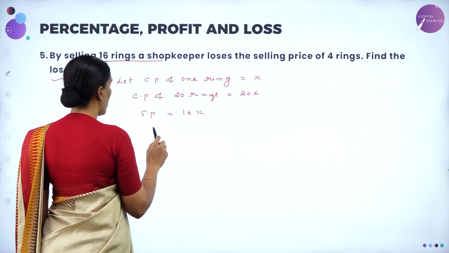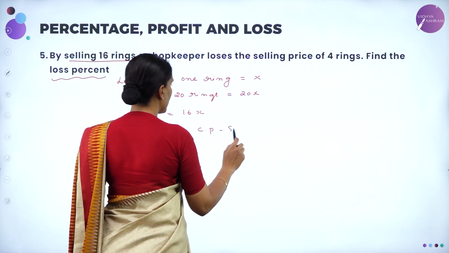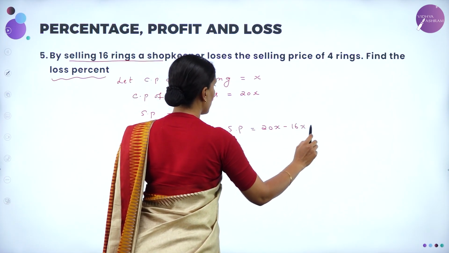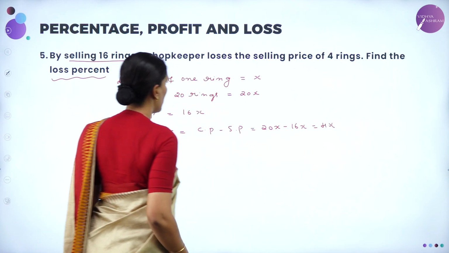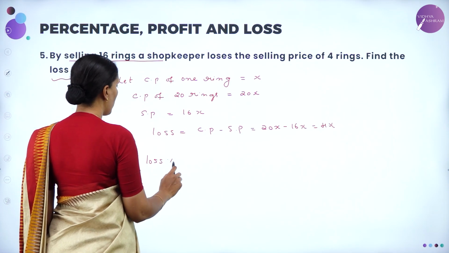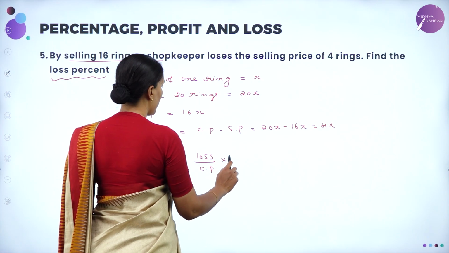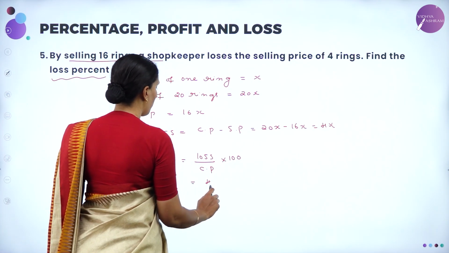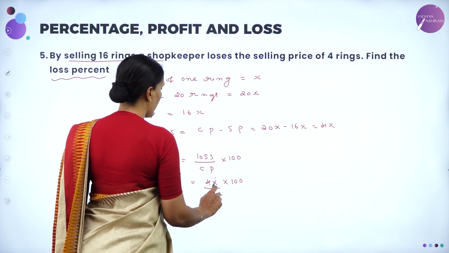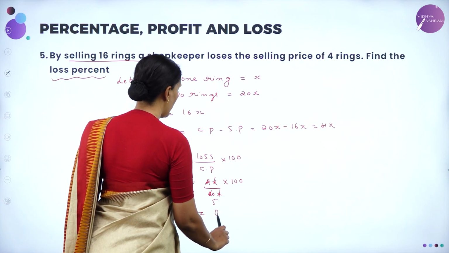Therefore, loss is equal to cost price minus selling price, which is 20x minus 16x, which is equal to 4x. Now we need to find the loss percentage. The percentage loss is loss divided by CP into 100, which is 4x divided by 20x into 100. So x cancels, 100 by 5, which is equal to 20%.